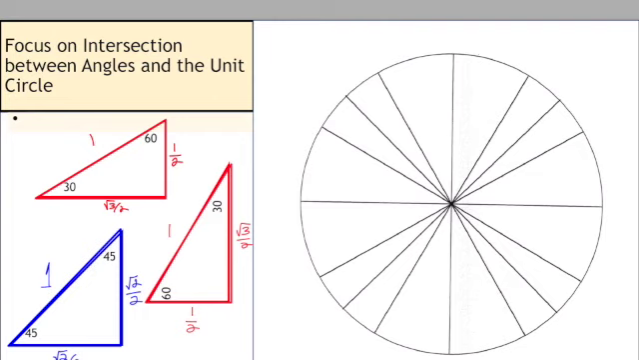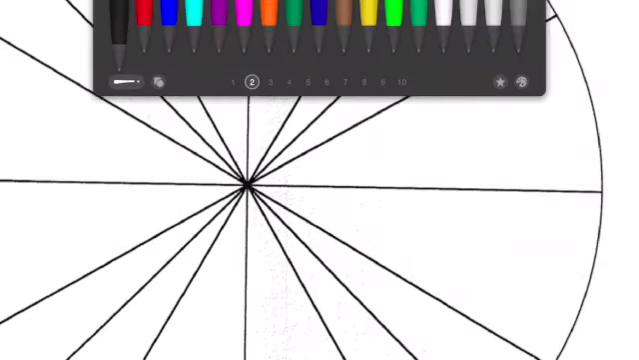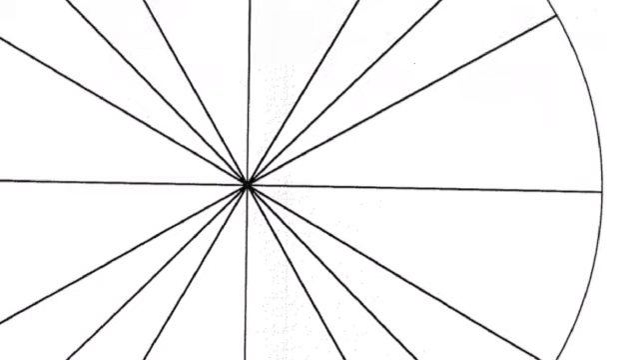So now we're moving on to the third objective, which is to identify the points where the angles and the unit circle intersect. The first thing I want to do is look at the quadrantal angles. So let's start with the easiest one, which is 0.